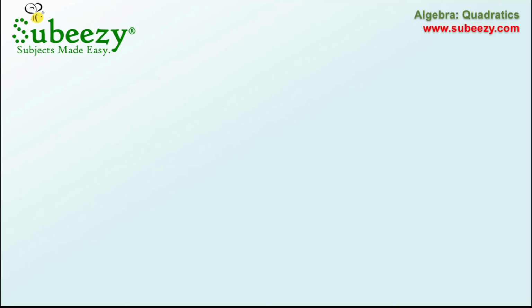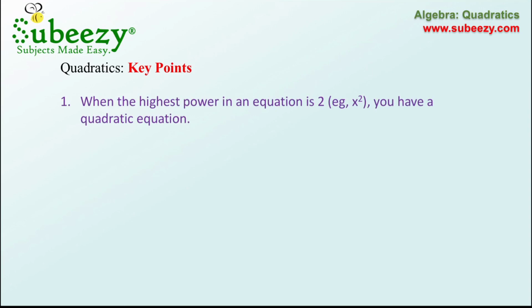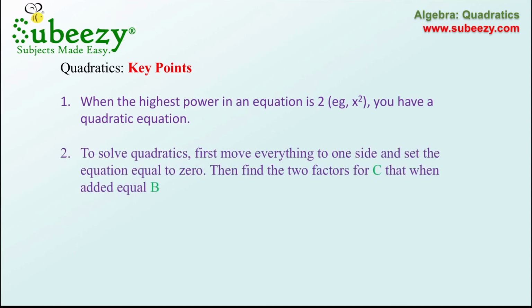Now let's summarize this lecture on quadratics with the key points. First, when the highest power in an equation is 2, for example x squared, you have a quadratic equation. Second, to solve quadratics, first move everything to one side and set the equation equal to 0. Then find the two factors of c that when added equal b. Think of the equation we used in this lecture. X squared minus 4x minus 12 is equal to the quantity x minus 6 times the quantity x plus 2.